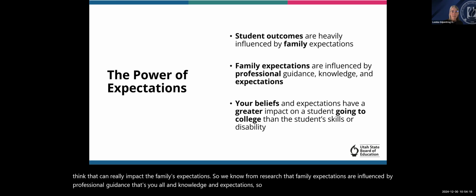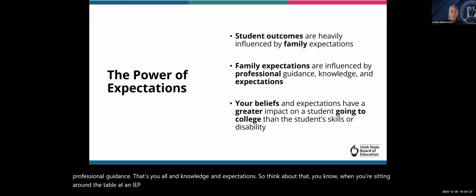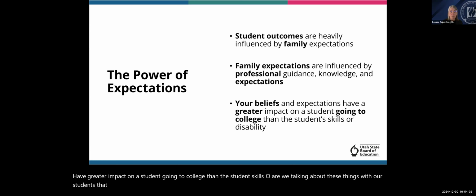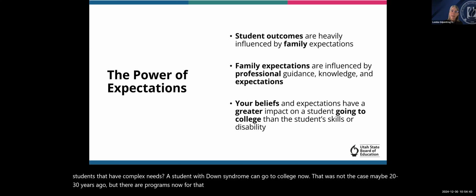So think about that, when you're sitting around the table at an IEP meeting or having conversations with parents, your beliefs and expectations have greater impact on a student going to college than the student's skills. So, are we talking about these things with our students that have complex needs? A student with Down syndrome can go to college now. That was not the case maybe 20, 30 years ago, but there are programs now for that. So not a lot of parents know that, or they're fearful, or they don't know what that might look like.